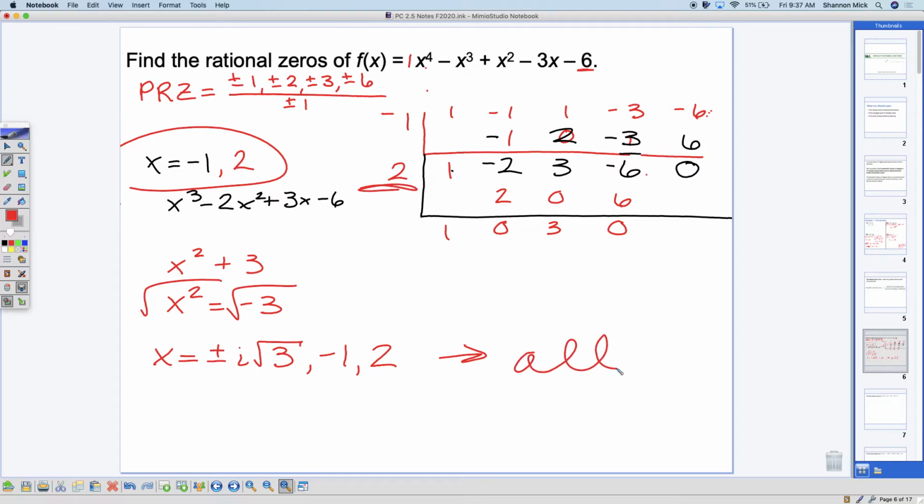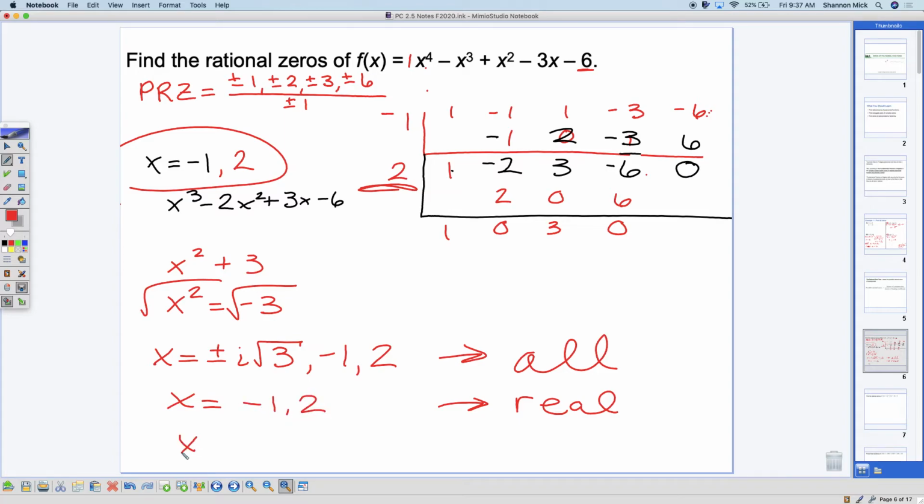Okay, I have another question. Why do you not just leave it as x squared equals a negative 3? Because you want to know what x is, not x squared. Okay, so then I want the real solutions. What are the real ones? Negative 1 and 2.